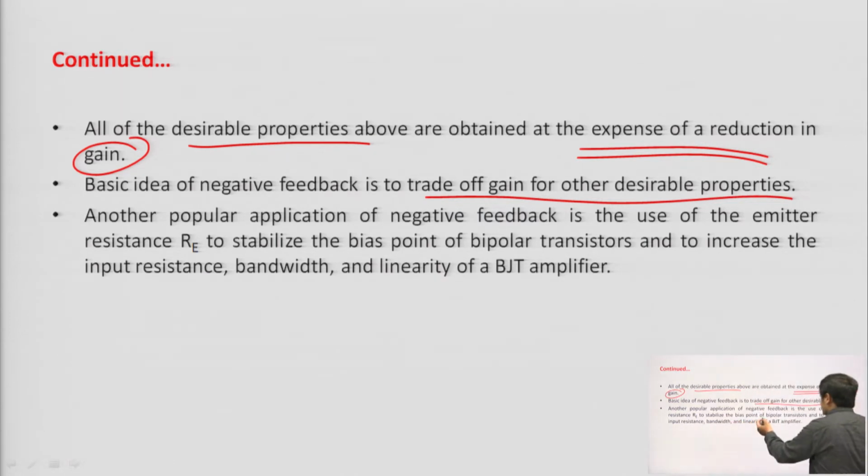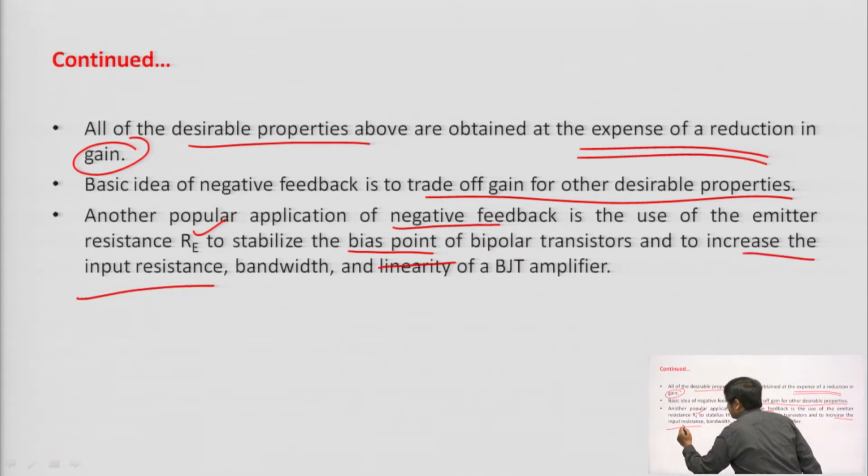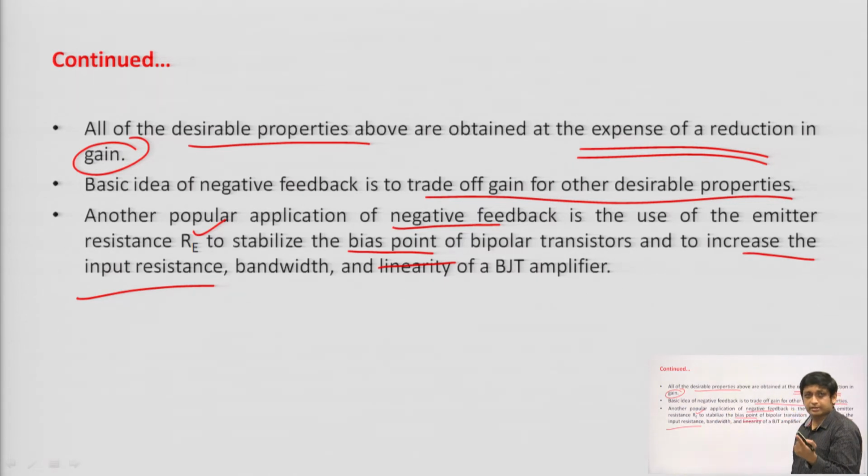And this application of negative feedback I have already discussed: emitter resistance stabilizes the bias point of the bipolar transistor. Also, negative feedback increases the input resistance. I had discussed in unit 1, in the derivation for the common emitter amplifier, that with the help of this RE resistor the input resistance is enhanced. Now we will see how the bandwidth is improved and how the linearity is improved with the help of negative feedback in this class, fine.